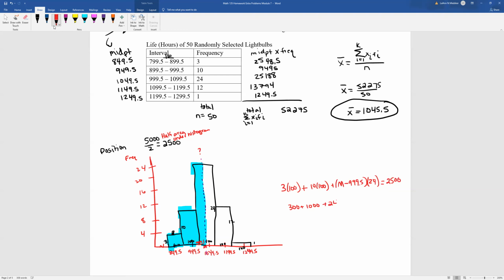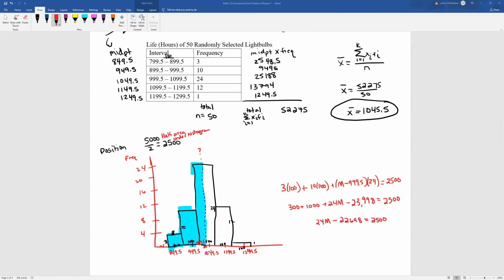So if we work this out, this is 24M, let's see, 999.5 times 24, so that's 23,998 equals 2,500. We're going to add some like terms together. So on the left side, I'm adding all those numbers and subtracting the big one at the end. That's negative. So I have 24M minus 22,698 equals 2,500. Add that over.